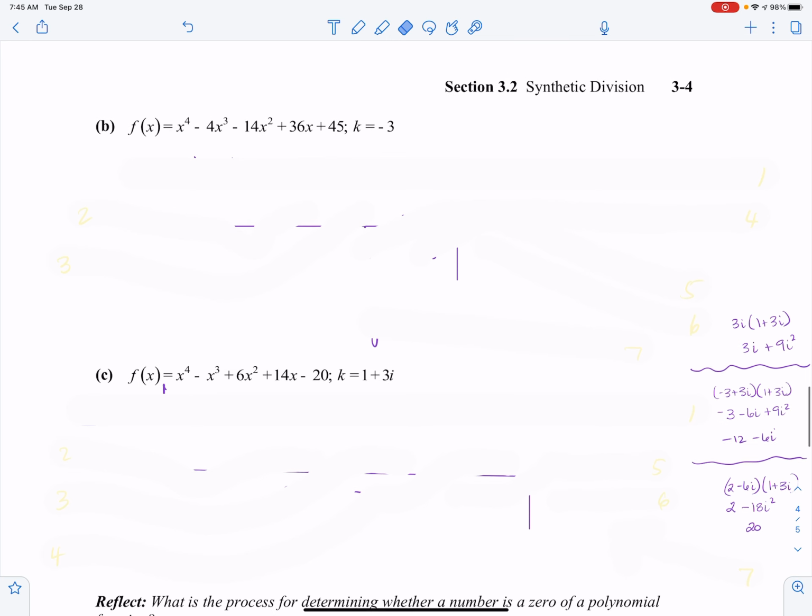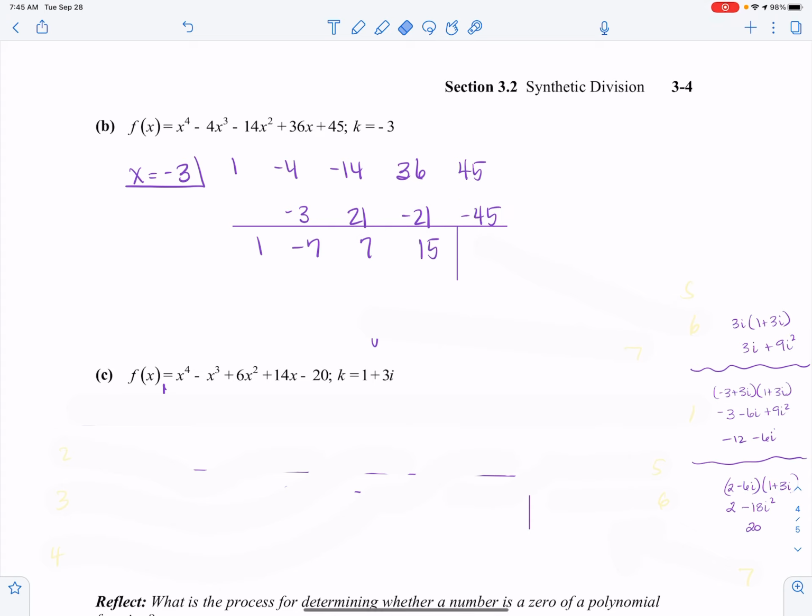For part B, we'll do the exact same thing. We'll bring our 1 down and start our process of multiply, add, multiply, add, multiply, add. Again, pause the video, see if you get the same thing. And we end up here with 0 remainder. So in this case, the value of -3 is a solution to my polynomial. It's an x-intercept, it's a root, it's a 0.